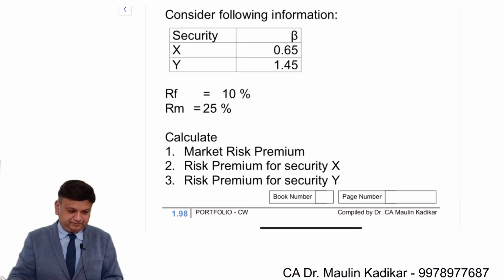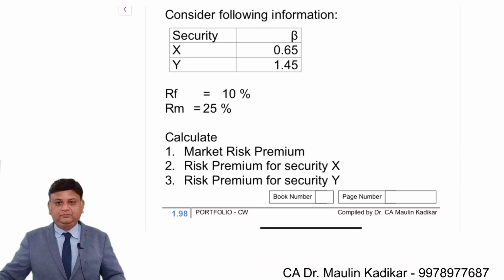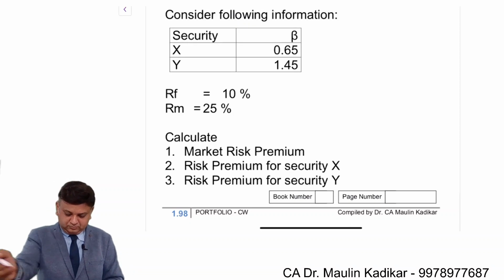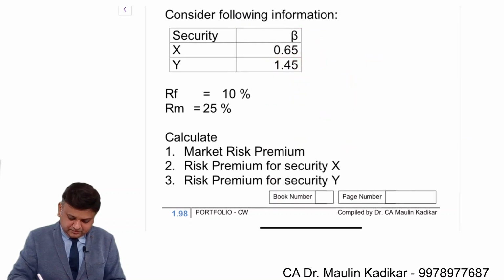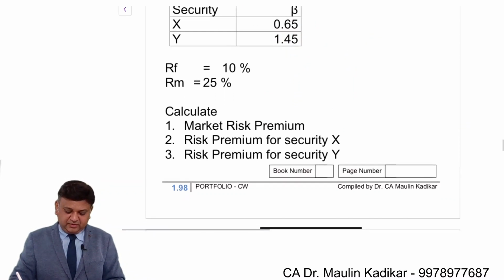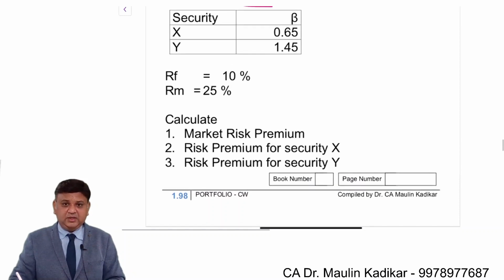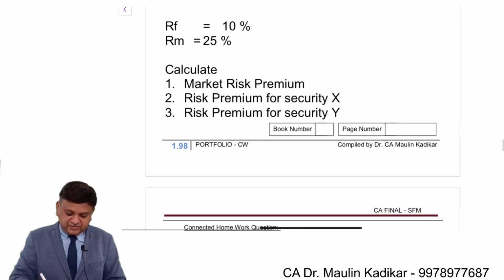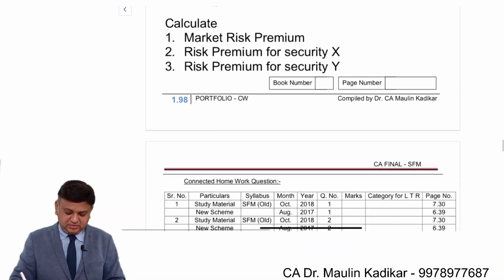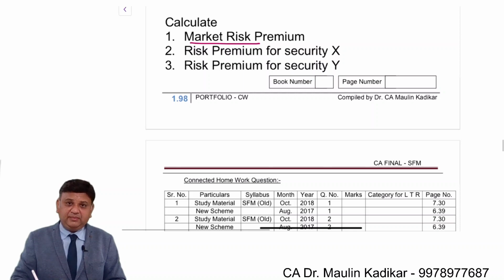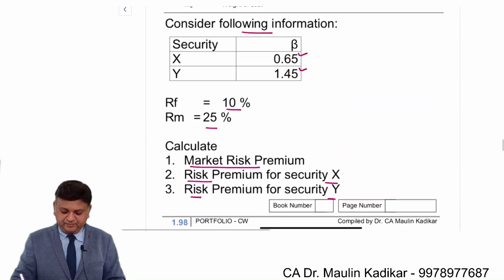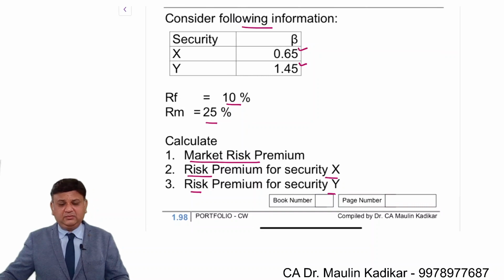Let us see the next question. Consider the following information. Information is given about two securities X and Y which have beta 0.65 and 1.45. Risk-free rate of return is 10%. Return on the market portfolio is 25%. Calculate market risk premium, the risk premium for security X, and the risk premium for security Y. That is the question. I request all of you to go through the question. Do not solve it.